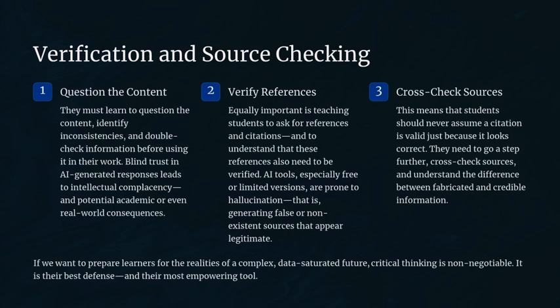AI tools, especially free or limited versions, are prone to hallucination, that is, generating false or non-existent sources that appear legitimate. This means that students should never assume a citation is valid just because it looks correct. They need to go a step further, cross-check sources, and understand the difference between fabricated and credible information. If we want to prepare learners for the realities of a complex, data-saturated future, critical thinking is non-negotiable. It is their best defense and their most empowering tool.